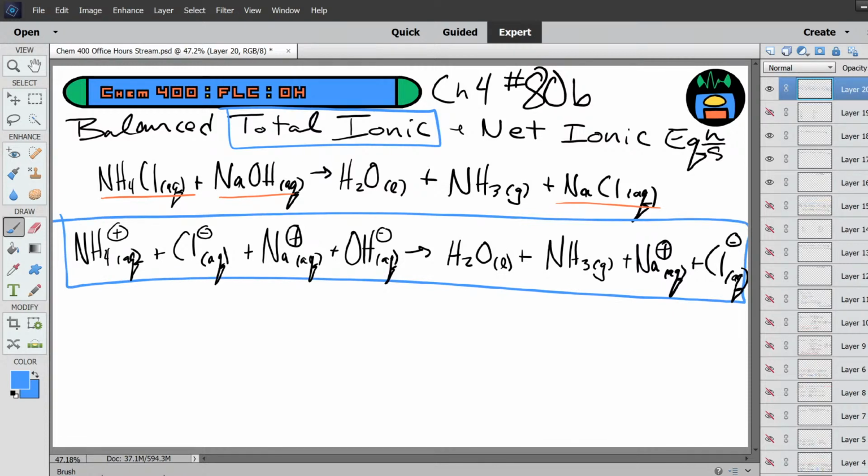Now we have to identify our spectator ions to take this to the net ionic equation.